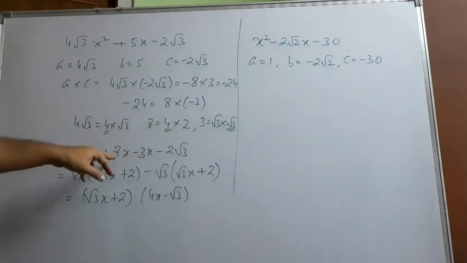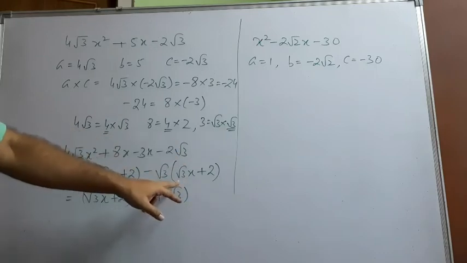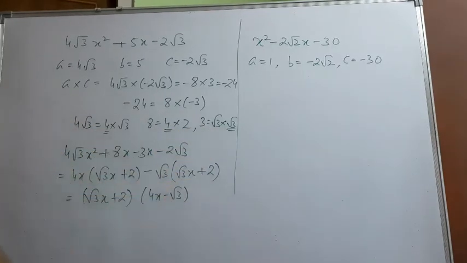So from 4 root 3 and 8, what is common? 4 into root 3, 4 into 2, so 4 is common. And from 3 and root 3, what is common? 3 is root 3 into root 3, so root 3 is taken common. Okay. Now move on to this example.